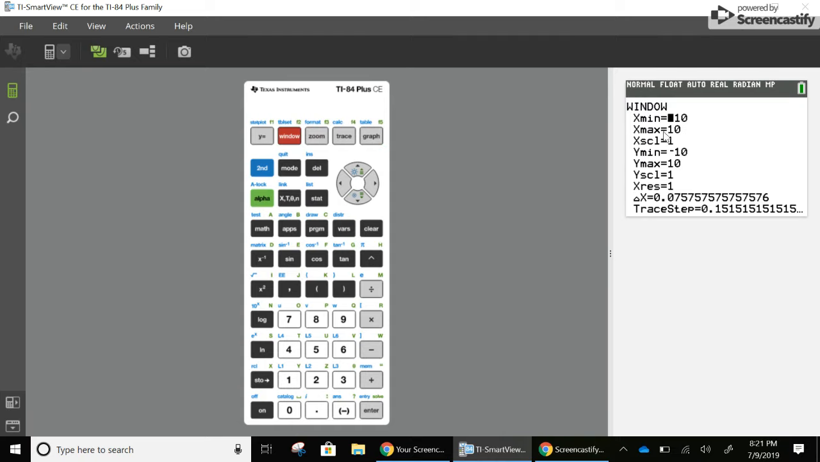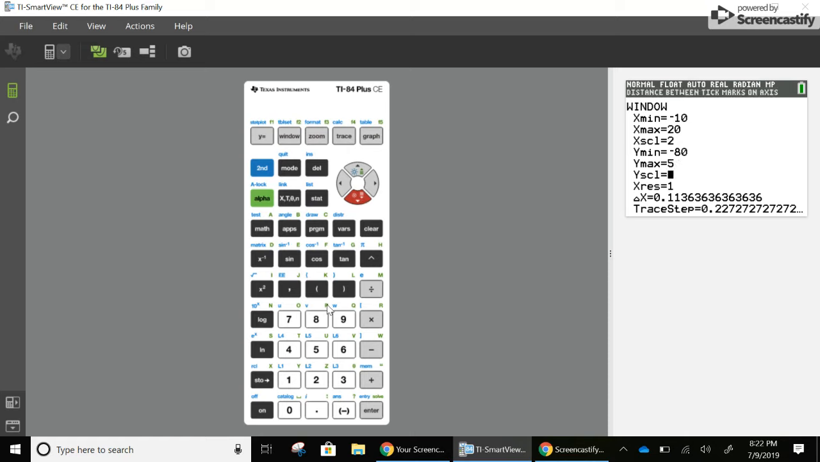We need to change our X max, because we can tell it goes further, so let's make this a 20. And I'm going to change the scale to 2. The Y min, like last time, was negative 30. But I do know that this one's a lot deeper, so we're going to use negative 80. And the Y max, let's just change it to 5.